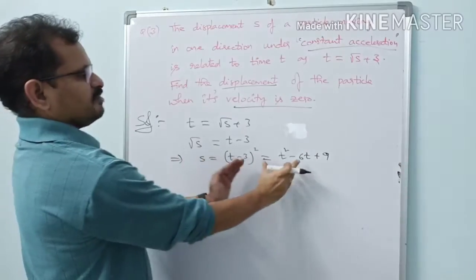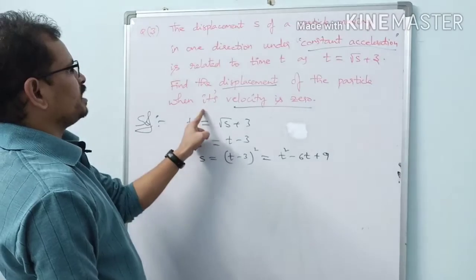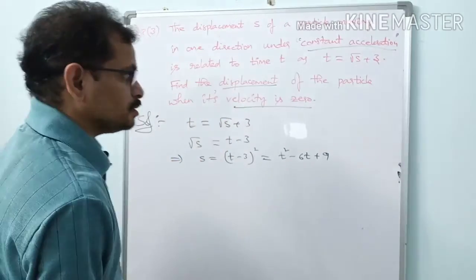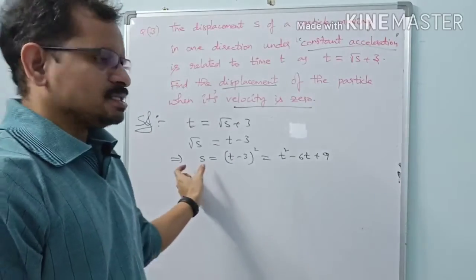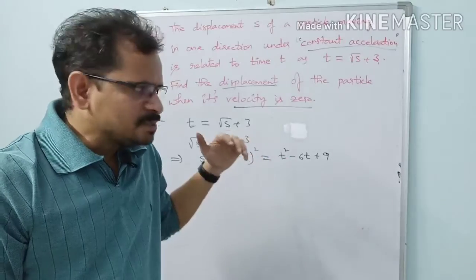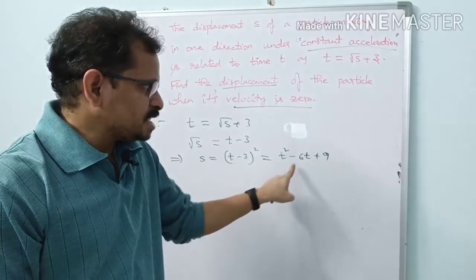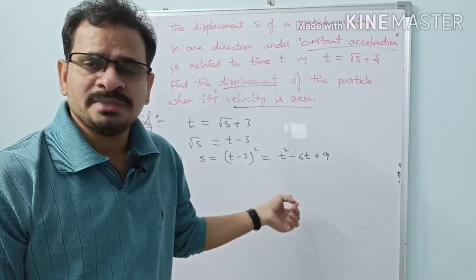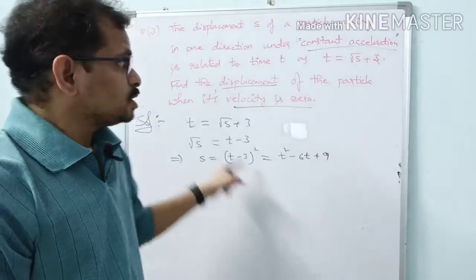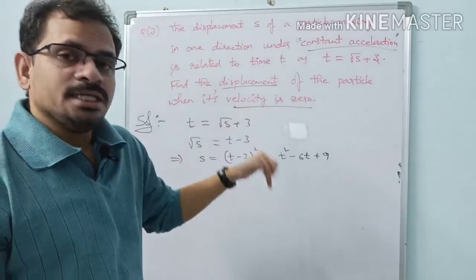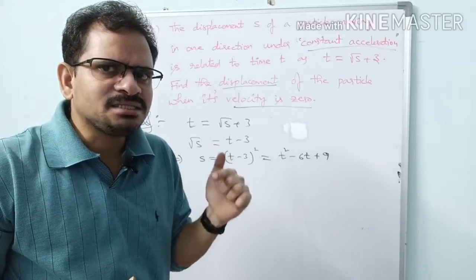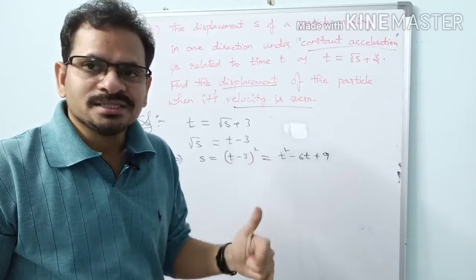So now displacement is a function of time, and what we are asked is to find the displacement of the particle when its velocity is 0. This is the displacement expression for any time t. If you want displacement at 2 seconds, you can just put 2 in t here. If you want displacement at 5 seconds, just put 5 in this t here. So here, when its velocity is 0, what is its displacement? First we have to find the instant of time when the velocity is 0.